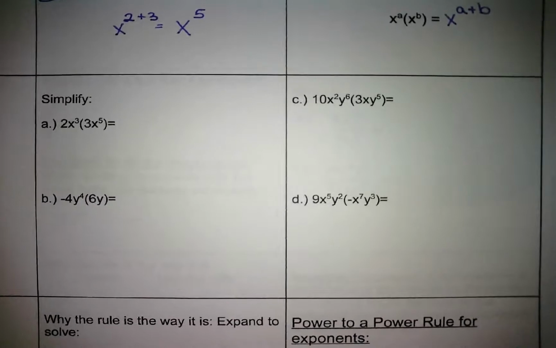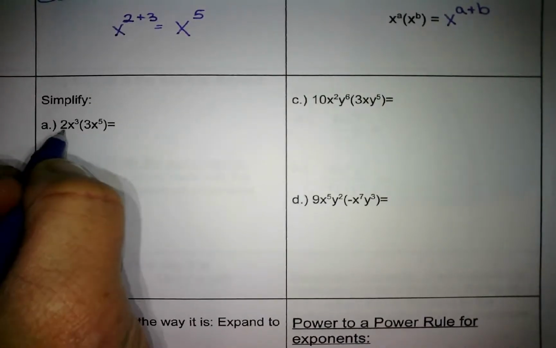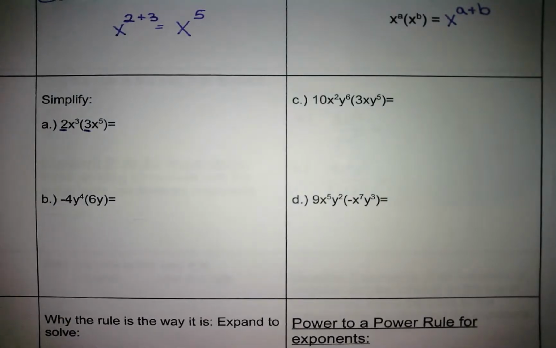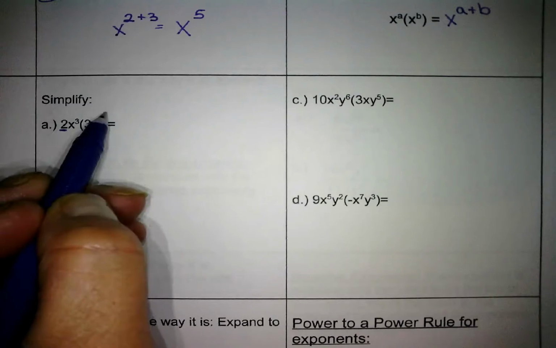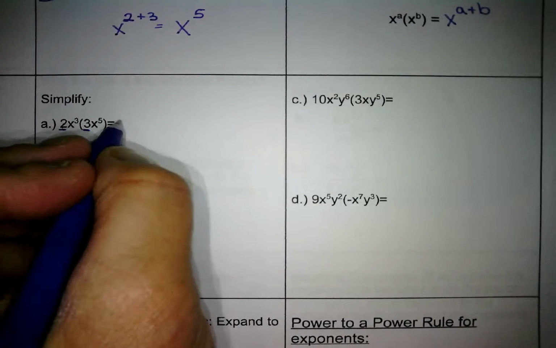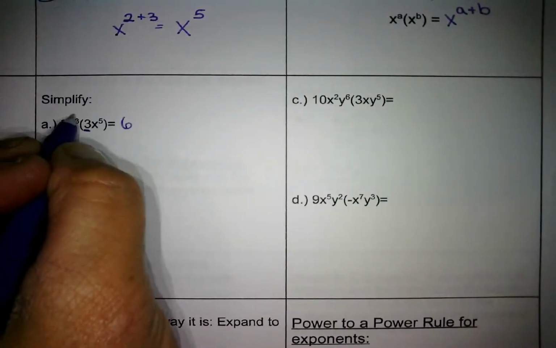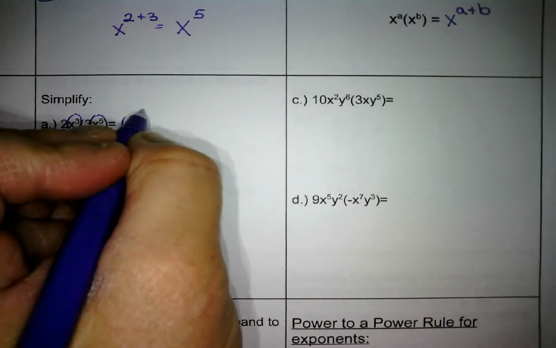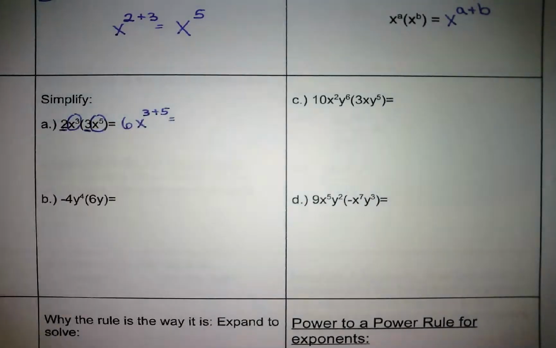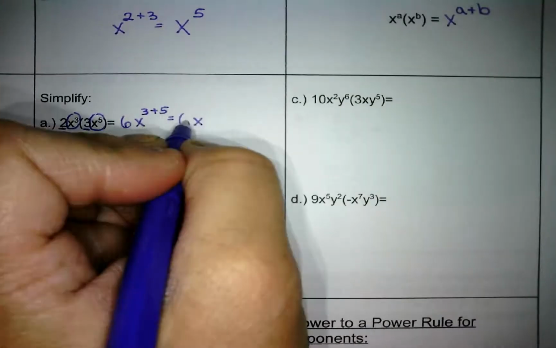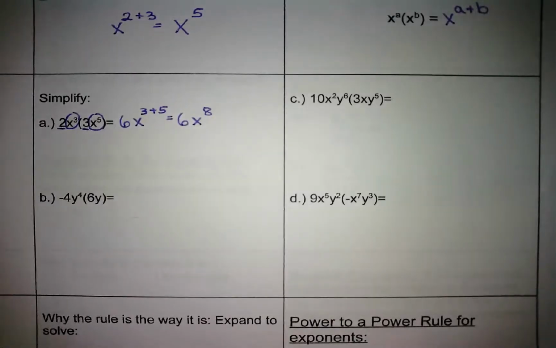So let's go ahead and simplify. This one's a little bit different because it's actually got some coefficients. The coefficients we're going to do just like normal because they are not actually raised to a power. So 2 times 3 is 6. And then we have x to the third power times x to the 5th power. So that's going to be x to the 3 plus 5, which gives us 6 times x to the 8th power. And that's going to be our final answer for that one.